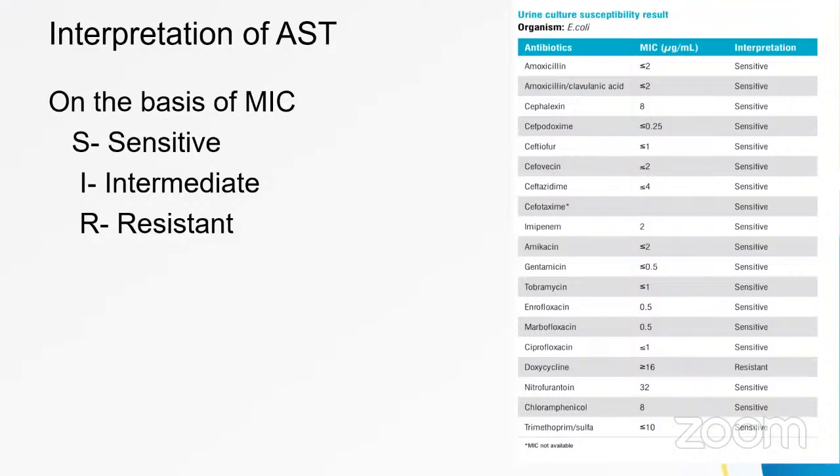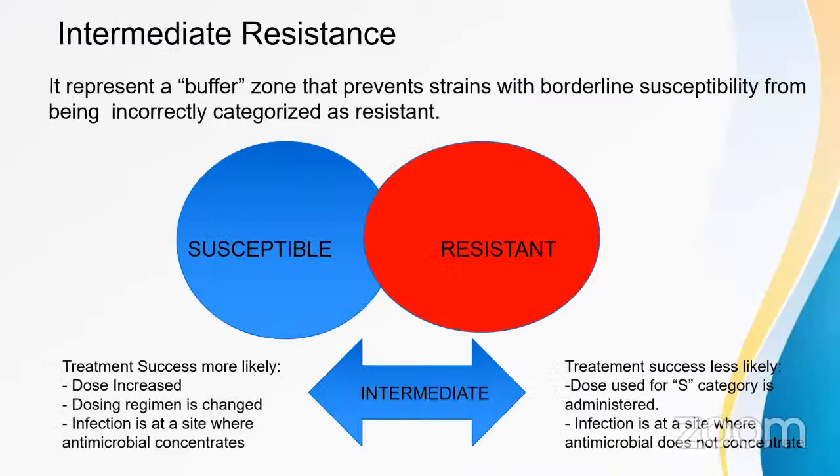So, interpretation of antimicrobial susceptibility tests. On the reports, you can see the MIC you get, and whether the interpretation is sensitive, intermediate, or resistant. So what is intermediate resistance? It represents a buffer zone that prevents strains with borderline susceptibility from being incorrectly categorized as resistant.